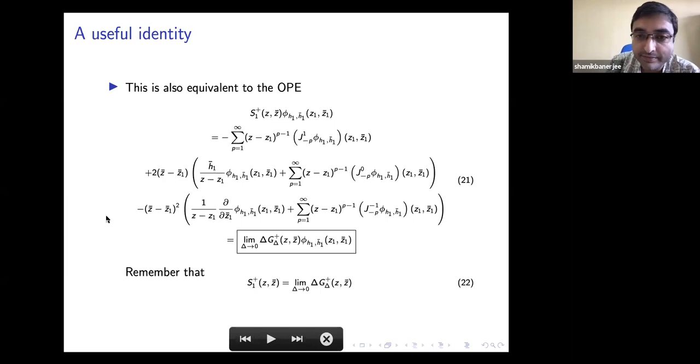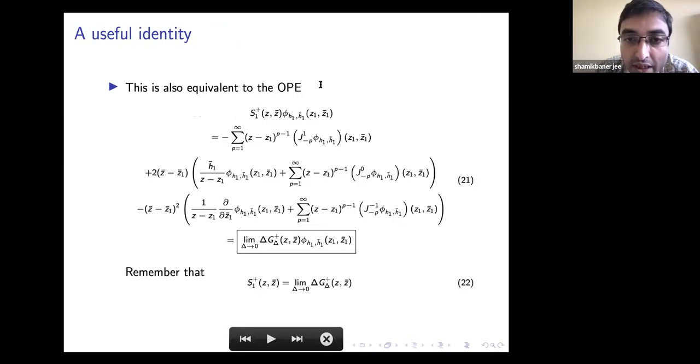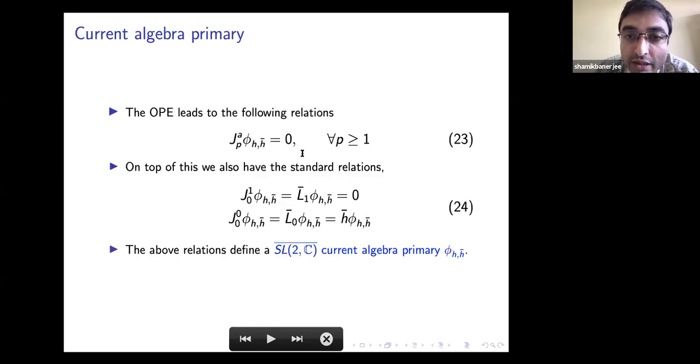Okay, so now we can do some formal thing in the sense that if I look at this OPE, then this OPE is equivalent to these relations, that is J^A_P acting on phi HH bar. So this J^A_P will kill this primary field phi HH bar for all P greater than or equal to 1. And on top of this, we also have these standard ones which are satisfied by this phi HH bar, which is that J^1_0, which is L bar 1, also kills the state phi HH bar, and this J_0, which is L bar 0, acting on phi HH bar gives me H bar times phi HH bar. So these define the SL2C bar current algebra primary phi HH bar. Okay, so these things we will use later on actually.